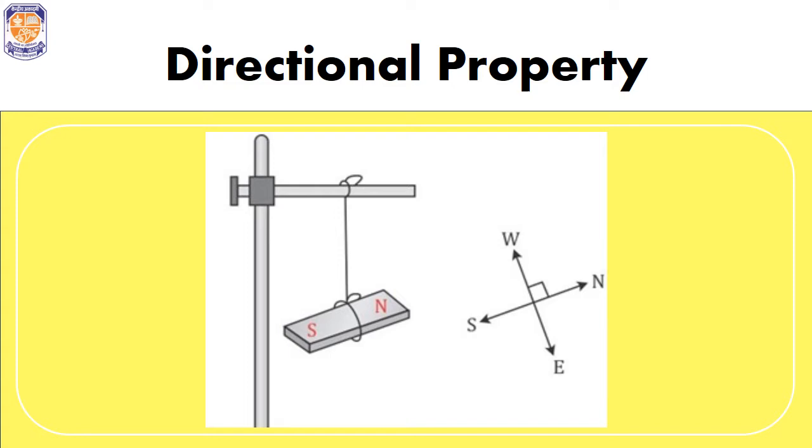Now this property states that whenever we freely suspend a magnet, it always aligns itself in the north-south direction. This property of a magnet is called its directional property. So the end of the magnet that is pointing towards the north is called the north pole of a magnet, and the end of the magnet that is pointing towards the south is called the south pole of the magnet.